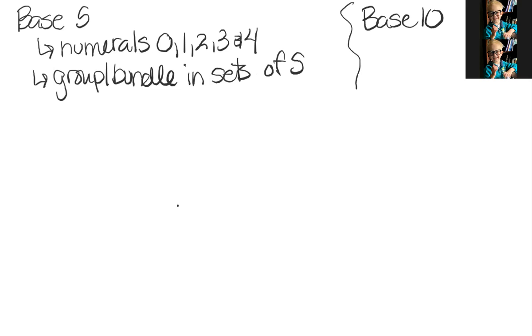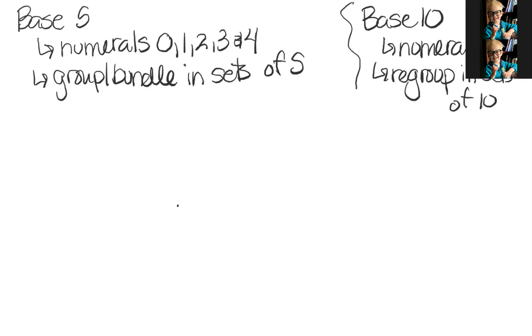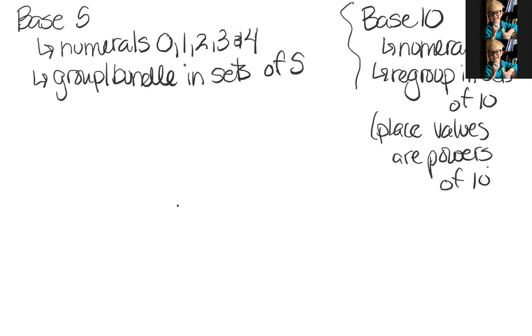So think about base 10, right? This is our current base, our number system. We have 10 numerals, 0 through 9, and we regroup or bundle each place value in sets of 10, right? Or our place values are powers of 10 is another way. We talked about that earlier in this exact lesson.